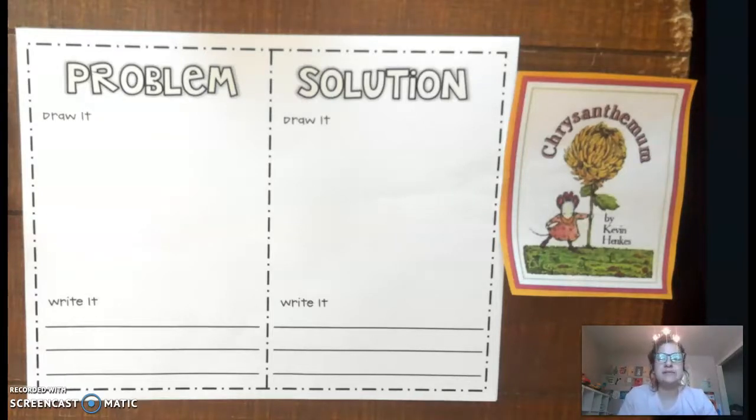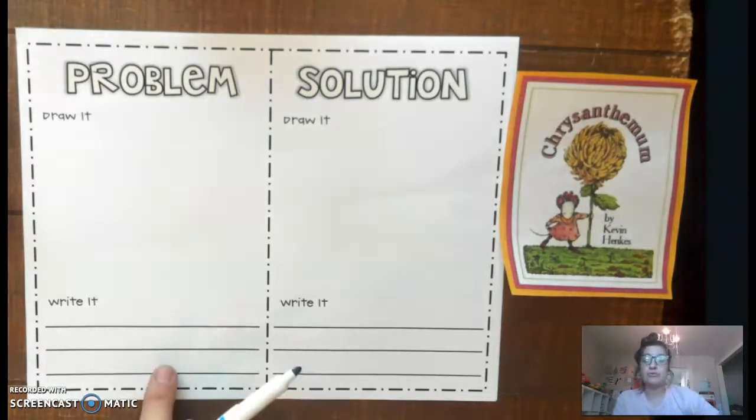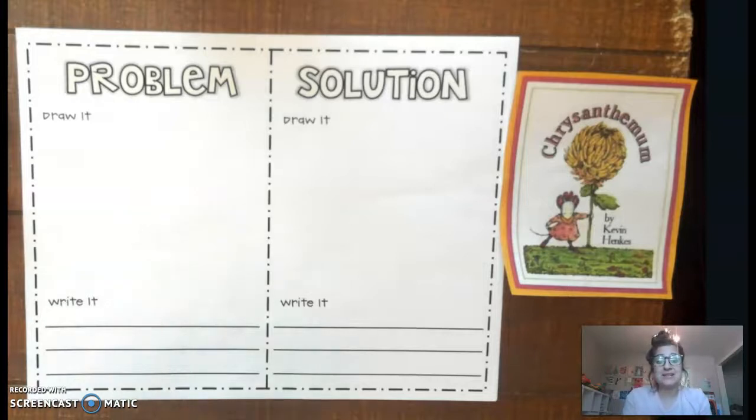Okay, so when Chrysanthemum gets to school, all the kids in her class make fun of her name. They say it's ugly. They say it's too long. It takes too long to say it. They say she's named after a flower. They're not nice to her about her name. It really hurts her feelings. So the problem in the story is that the kids make fun of her name. Wouldn't that be a problem if someone made fun of your name? That would make you sad, right? Just like it made Chrysanthemum.